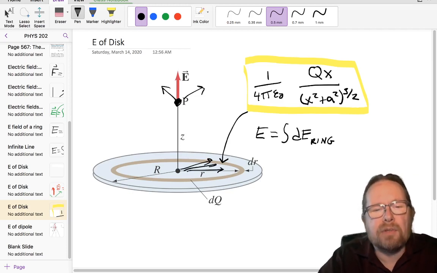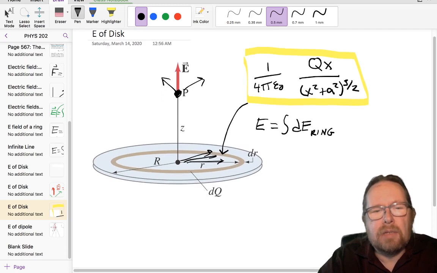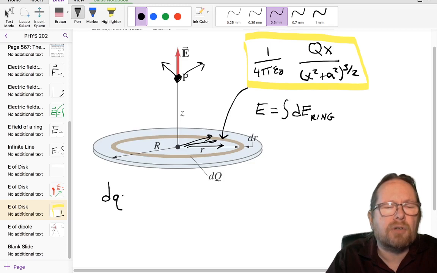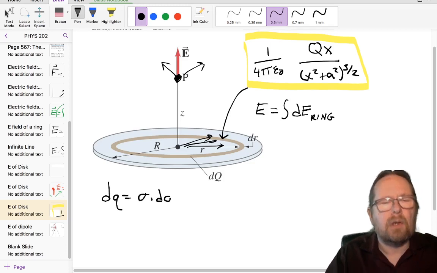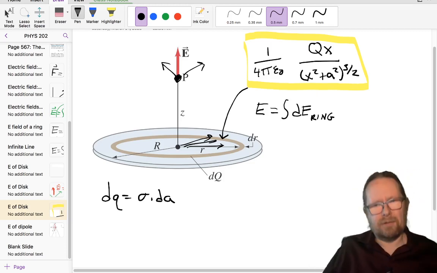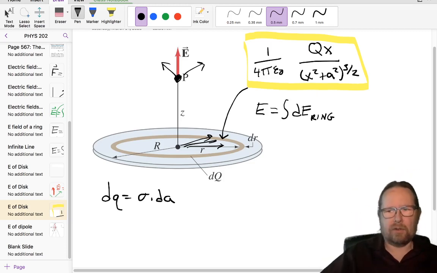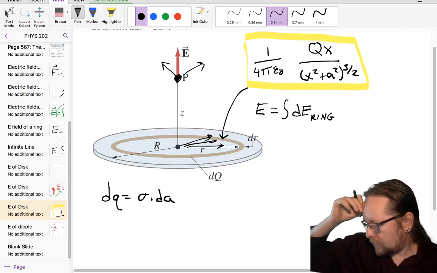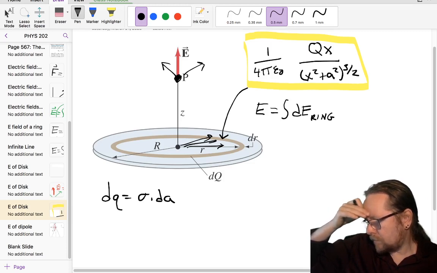The tricky part of this is expressing dq of the area of the disk in terms of this charge of the ring. We can write that the little bits of charge are equal to sigma times dA, if we're thinking about this in terms of a disk with a particular area. But how do we write that if we're thinking about it in terms of these little rings?